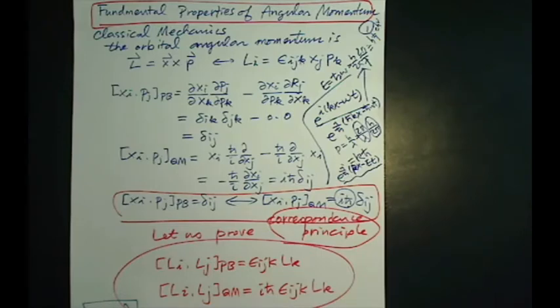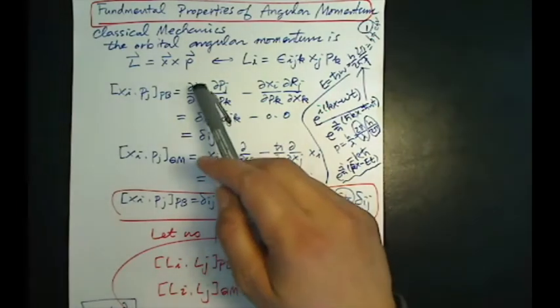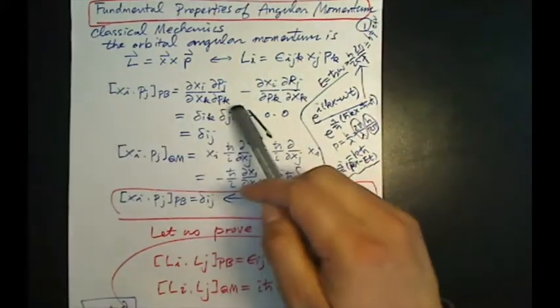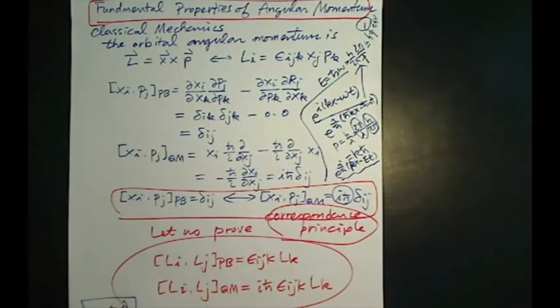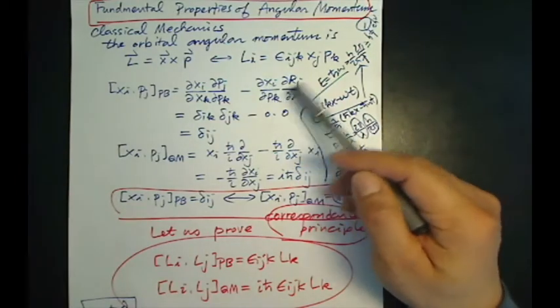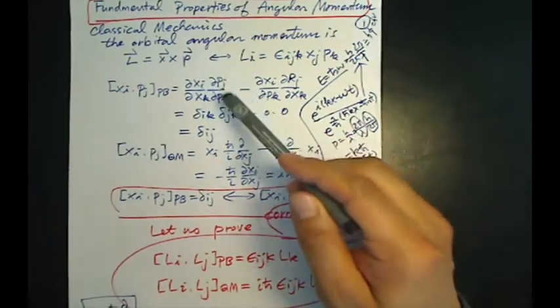If we compute the Poisson bracket of coordinate and its conjugate momentum in the Cartesian coordinate system, the Poisson bracket is {x_i, p_j}, and {x_i, x_j}, where k is summed over. The second piece vanishes completely because of the crossed partial derivatives of coordinate and momentum. The surviving, non-vanishing term is this one, delta ij.